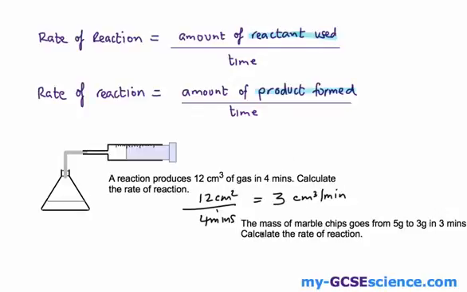A second example would be to use the mass of the marble chips to use the first formula. So the mass of marble chips goes from 5 grams to 3 grams in 3 minutes. Calculate the rate of reaction. What's the mass that's been lost, or what's the amount of reactant used up? Well, we've gone from 5 grams to 3 grams, so that would be 2 grams in 3 minutes, and so the answer for that would be 0.67 grams per minute, and that would be the units for that particular example.